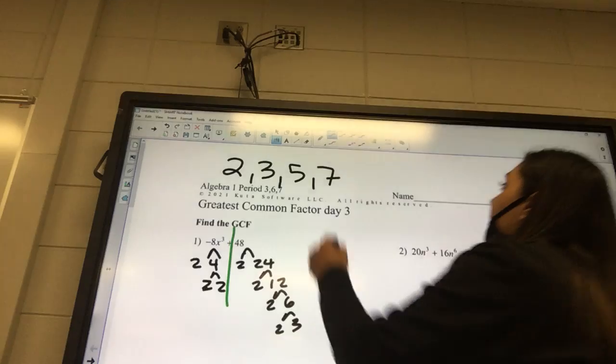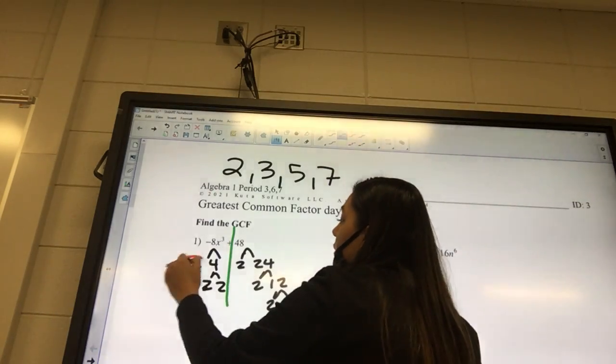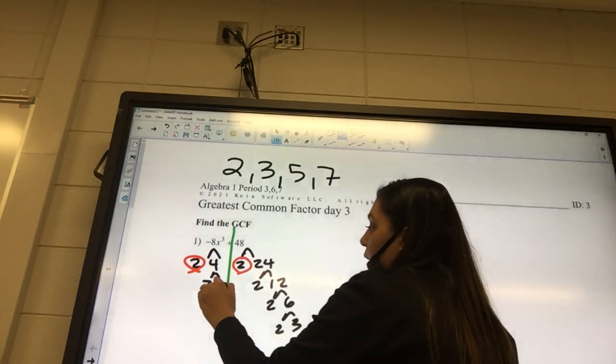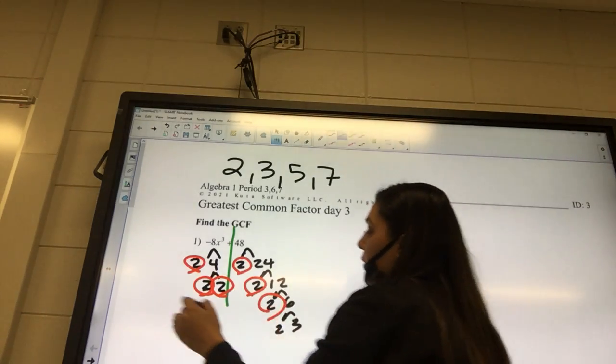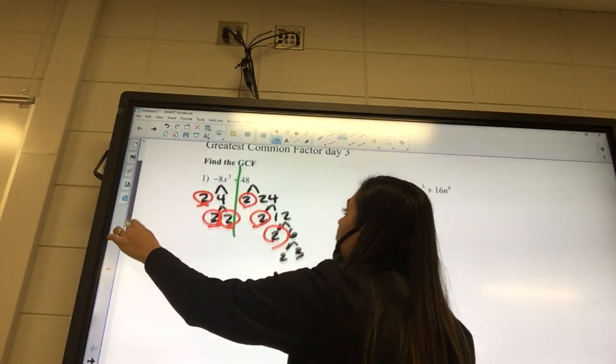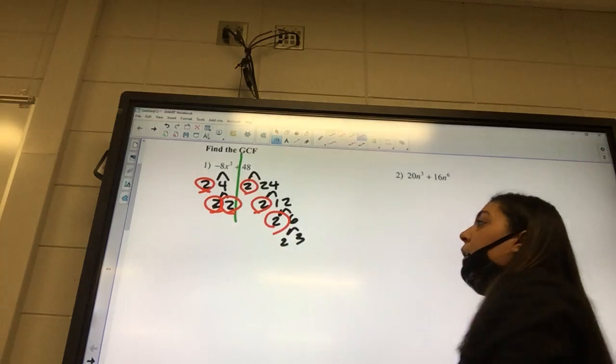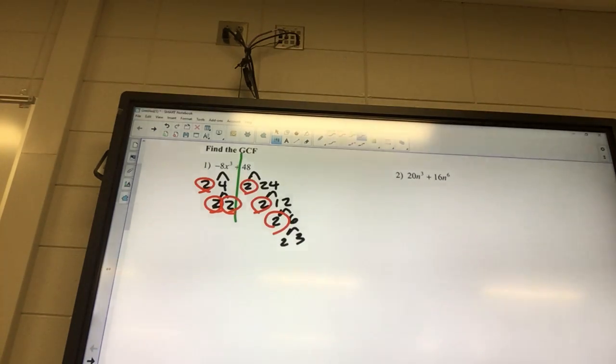Okay, so who are our matches? The top 2, yes. The bottom, another 2, and another 2. Can we circle a 4? No. Why not? Well, even if it was a match, it's not a 2, 3, 5, or 7. You cannot circle it. Okay.